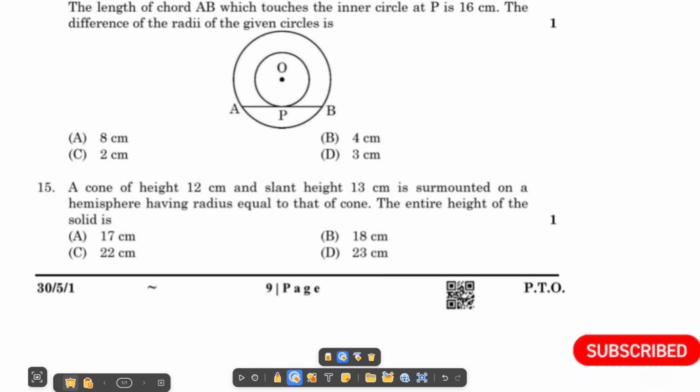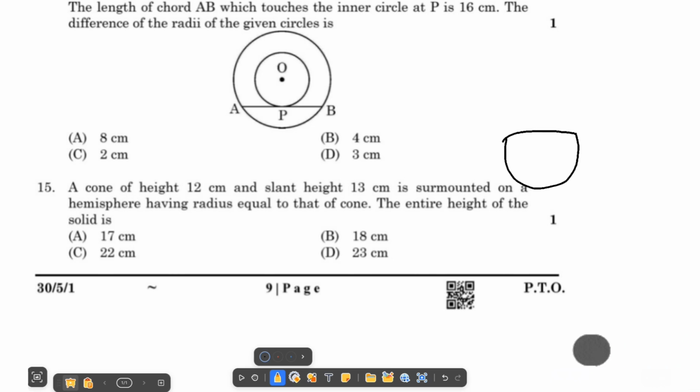Next, see the 15th question. What is the 15th question? A cone of height 12 centimeters and slant height 13 centimeters is surmounted on a hemisphere having radius equal to that of the cone. The entire height of the solid is, what is the entire height of the solid? Let's try to draw the figure. The cone is on the hemisphere, so this is the hemisphere with some radius r, and on the hemisphere we have a cone.